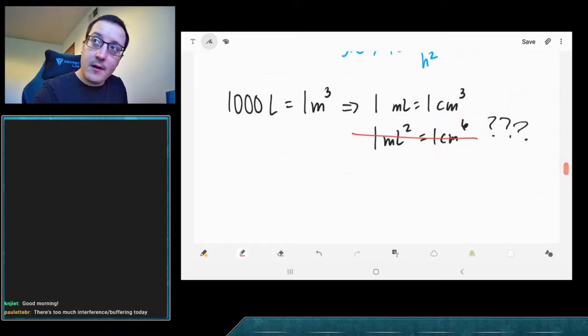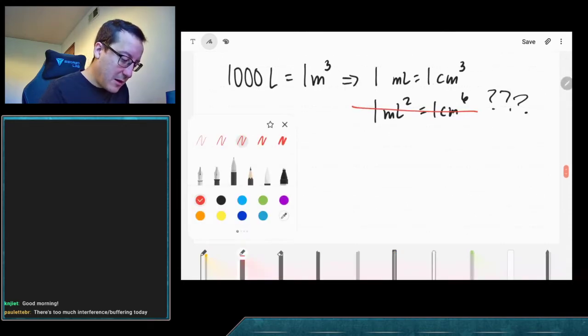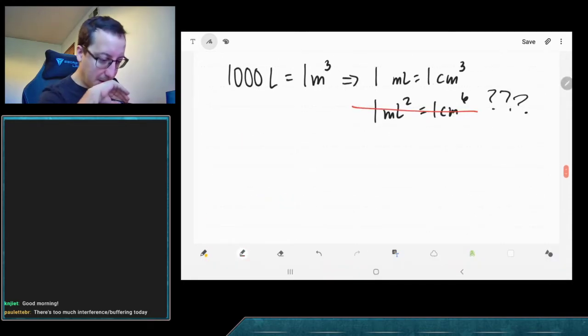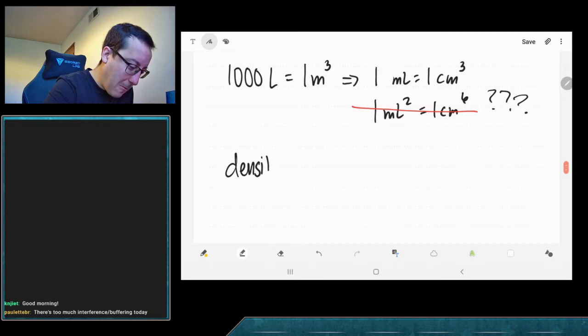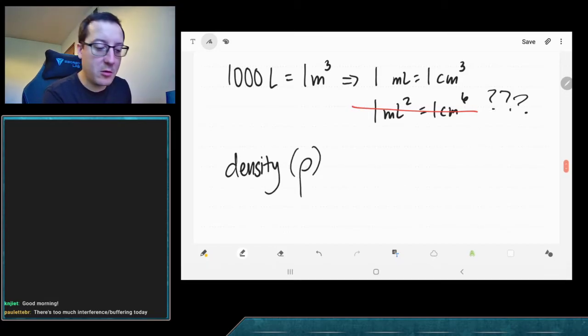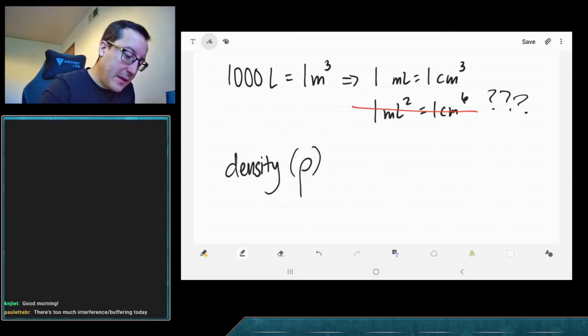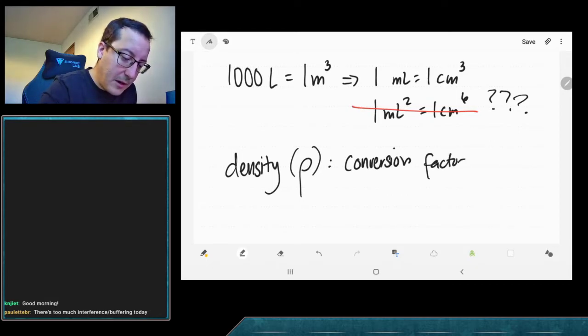Okay. Then moving on, there's one more thing I want to talk about, which is density, which is abbreviated with the Greek letter rho, not a P. Unfortunately, it's not a D either. That would make too much sense. This is a conversion factor between mass and volume.